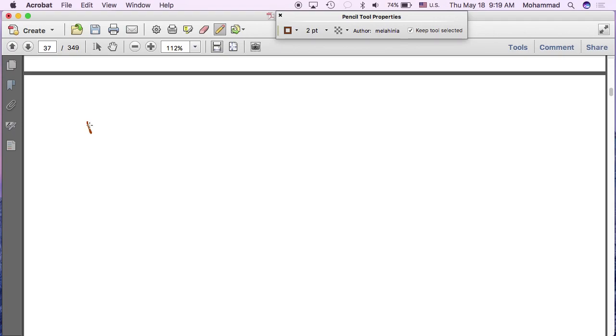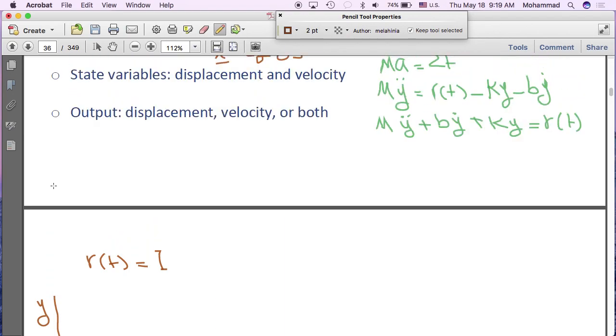So if r(t) is constant, let's say 1, how will the response look? So if this is t and this is y. First of all, can you calculate steady state y? What is y steady state?